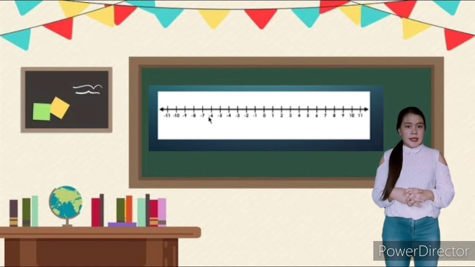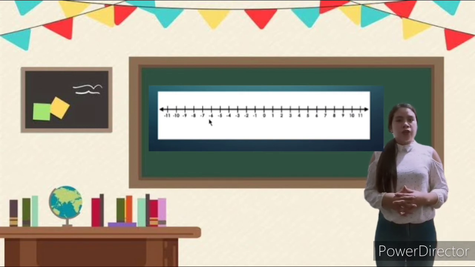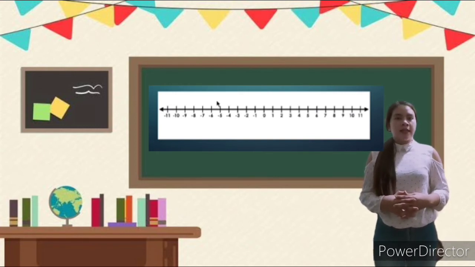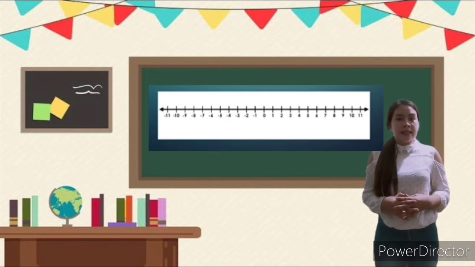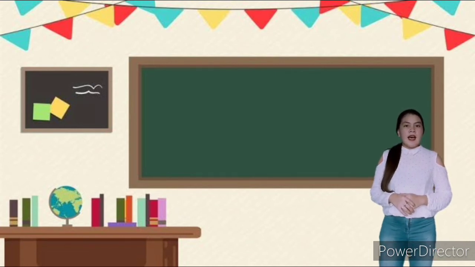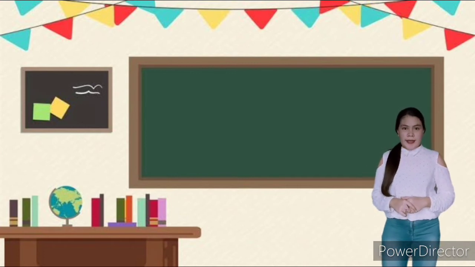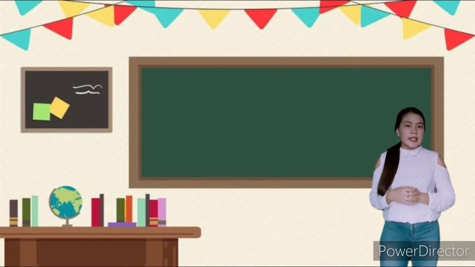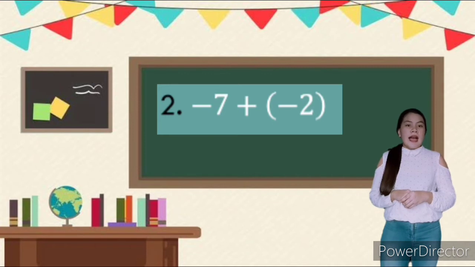Okay, another example. If asked to add negative 6 and 2, we would start by moving to the number negative 6 on the number line. Then, we would add 2 units to the right. Since we landed 4 units to the left of 0 as a result of these movements, the answer must be negative 4. Okay, next example, and I want Princess Diane Lucido to answer this one. If asked to add negative 7 plus negative 2, what is the answer?